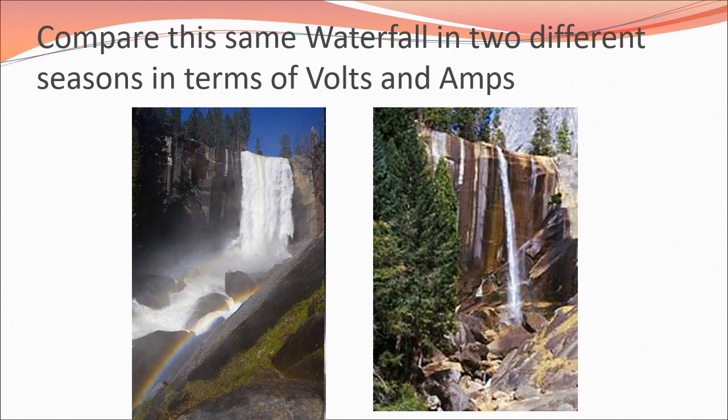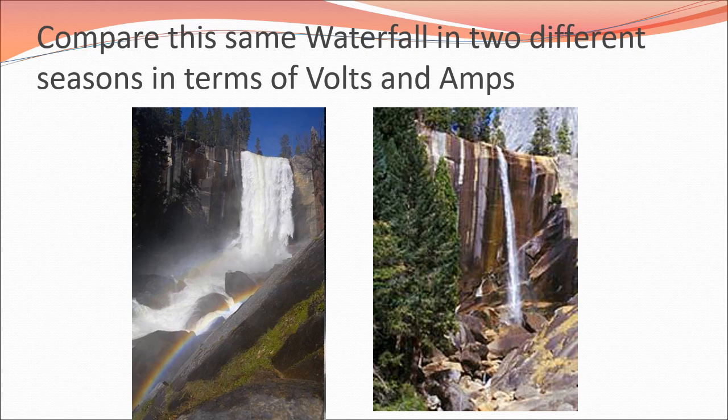But what about this waterfall? This is the same waterfall in Yosemite National Park, pictured in two different seasons, one in summer and one in winter. How would you describe the difference in the voltage and the amps, if this was an electric circuit, between those two pictures? Because it's the same waterfall, it must have the same height difference in both pictures. Therefore, the voltage is the same in both pictures. But we can see that in the picture on the left, there's quite a lot more water flowing over the waterfall than in the picture on the right.